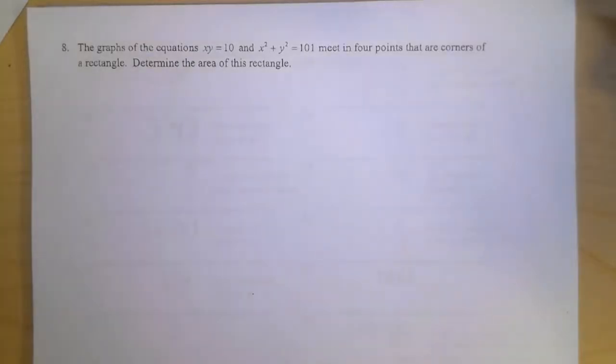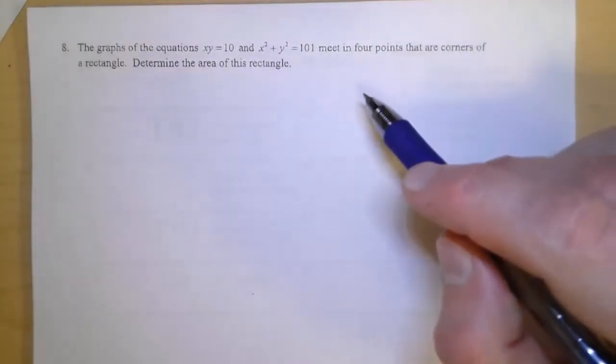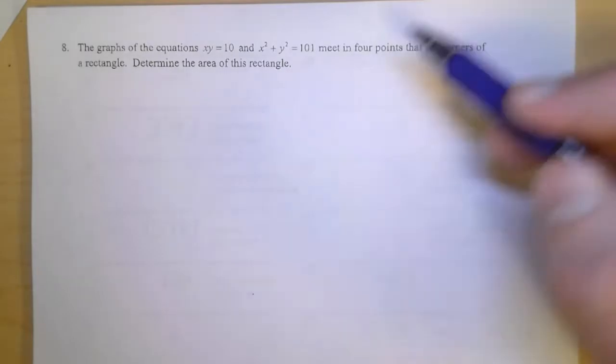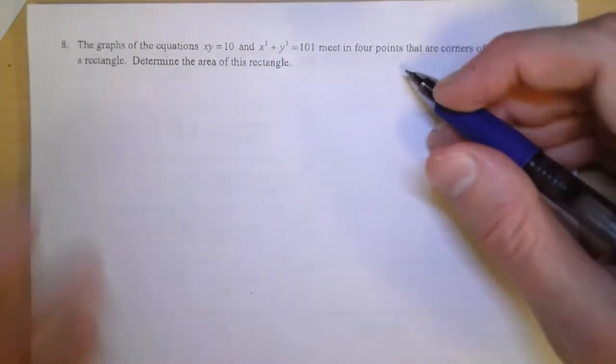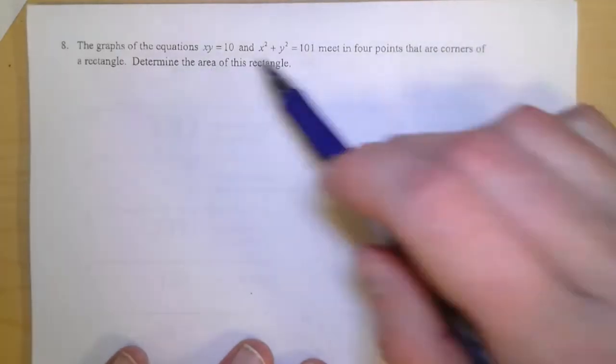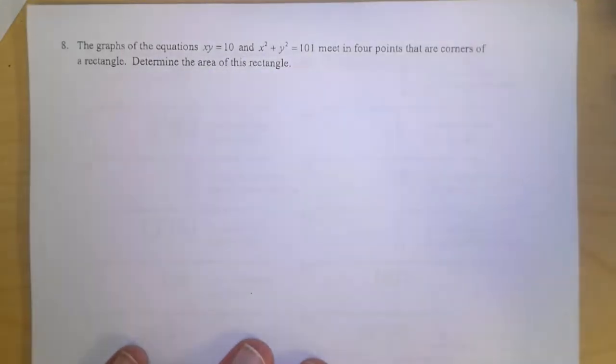In this problem, they give us that these graphs meet at 4 points, and they're the 4 corners of a rectangle. So we want to figure out what is the area of that rectangle. Now, we don't need to graph this, because what we want to do is figure out where these two graphs cross each other.